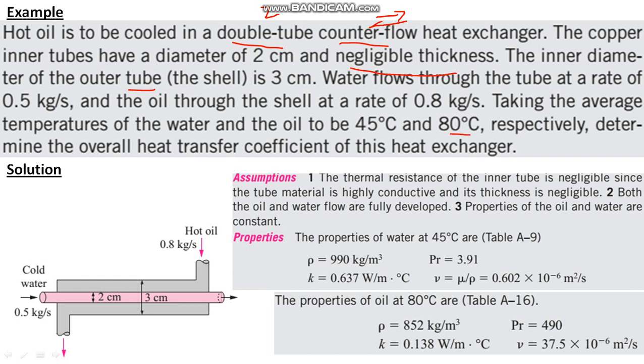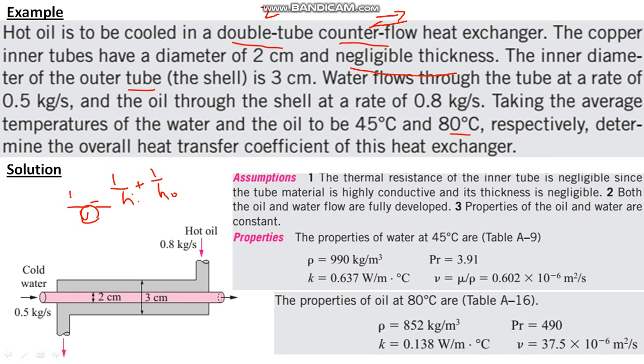They ask us to find the overall heat transfer coefficient of this heat exchanger. You must remember that formula: 1 by U is equal to 1 by hi plus 1 by ho. Because the thickness is negligible, I can neglect the wall resistance, and since the thickness is very low, Ai is equal to Ao. So 1 by U is equal to 1 by hi plus 1 by ho. That means I have to estimate only the convection heat transfer coefficient in the inner tube and in the outer tube.